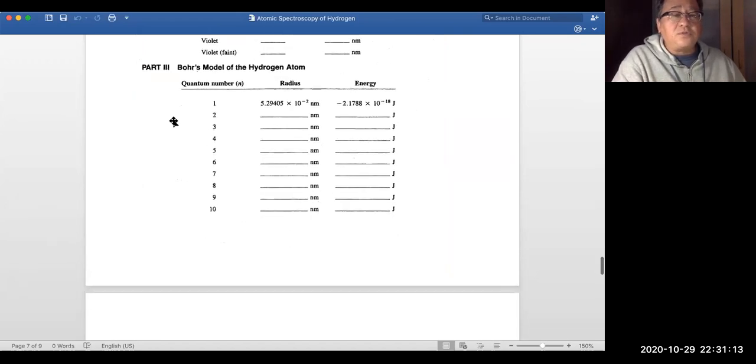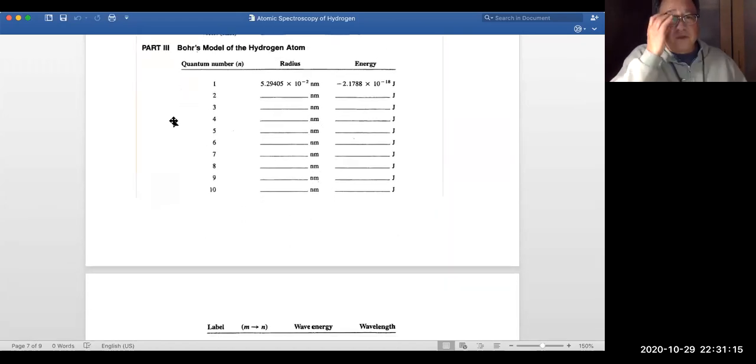Part 3, Bohr's model of the hydrogen atom. So you can see here that we have a table that says quantum number, and quantum number is another way of saying orbit.